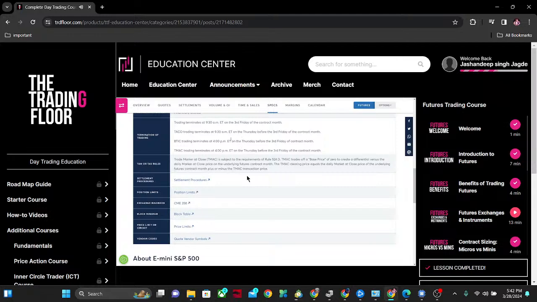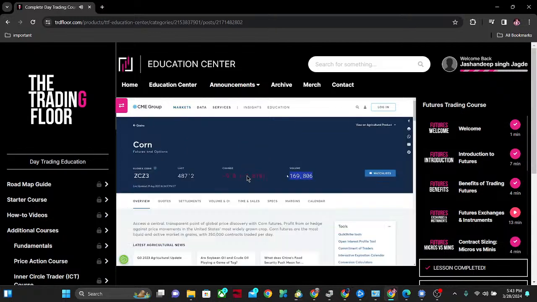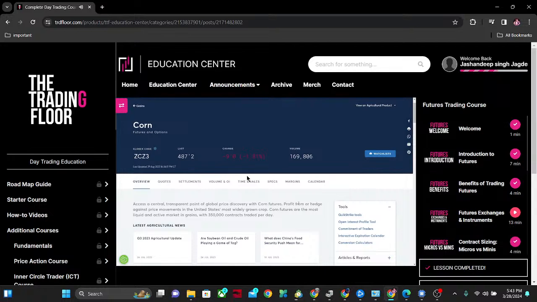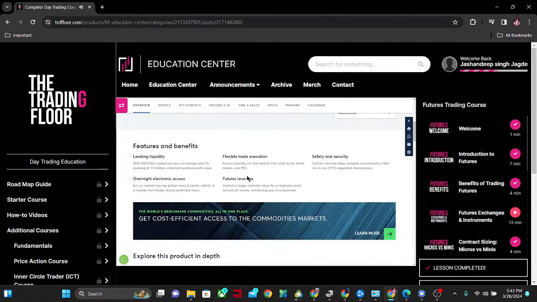Let's take a look at one more product. Let's jump over into corn futures, for example, which again is a commodity traded through CBOT. So here you can see it clearly trades lower volume than the ES futures. ES and NQ futures are two of the top traded futures products. Here's the code. Here's how much it changed today. A little bit of information about the corn futures. This would be up-to-date agricultural news that the exchange finds to be valid and relevant.